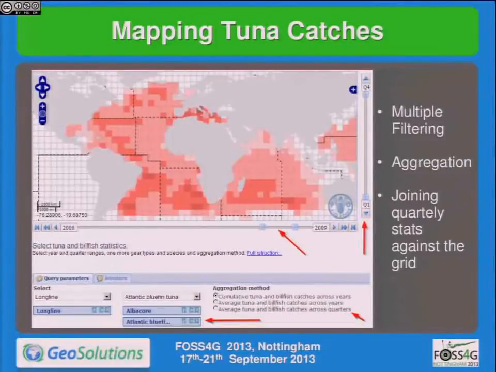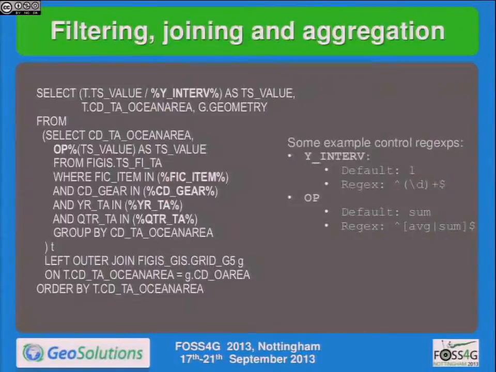Now, what do we have here, really? We have multiple types of filters, where clauses. We have an aggregation, a select sum of something. We have joining, because the quarterly stats have to be joined with the spatial grid that we have here. It's nothing that a database cannot do, right? It's just a query at the end of the day. And that's what actually powers that map.